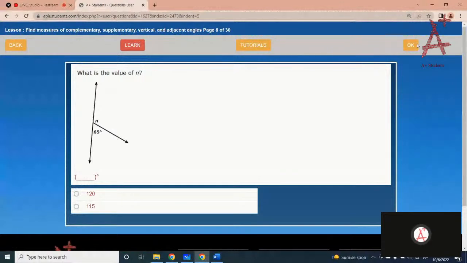Okay, what is the measure of n? The angle on the straight line is 180 degrees. So one of them is 65 degrees. So you need to find the value of n. How do you find the value of n? You have to subtract 65 from 180. Got it? It would be 115.